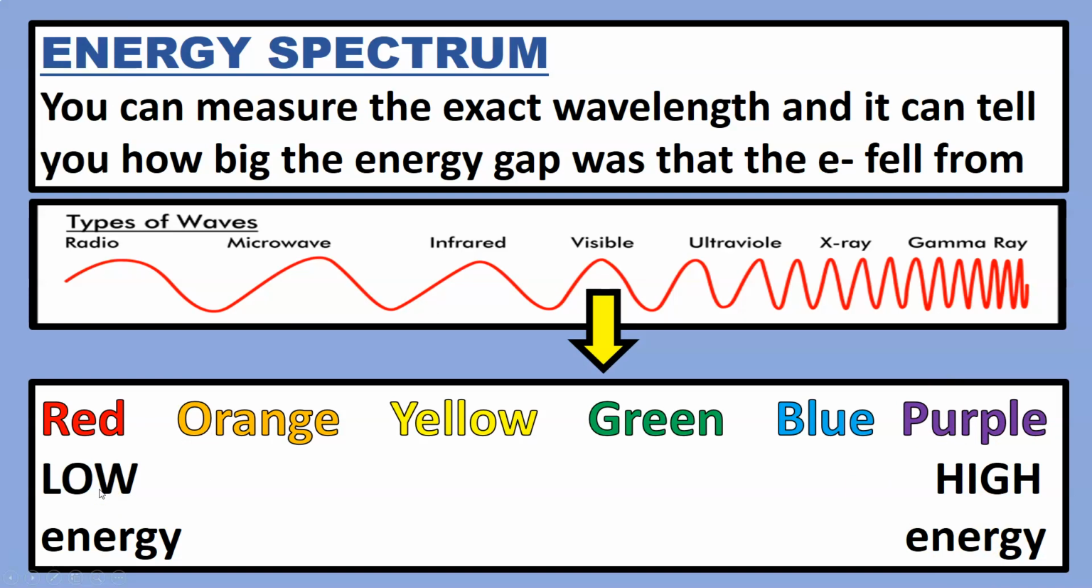So if I put some chemicals into a flame and out comes a red light, I know that it was a small gap that electron was moving between. If out comes a purple flame, I know that it was a really big leap that electron took and it fell a really long way. It was a bigger gap between energy levels, between those orbitals. Okay, so we should know this red, orange, yellow, green, blue, purple range.